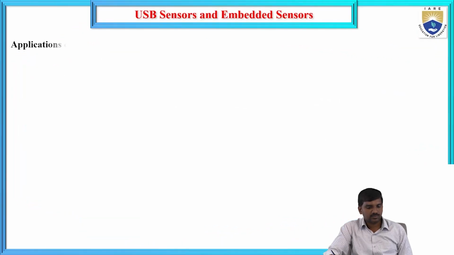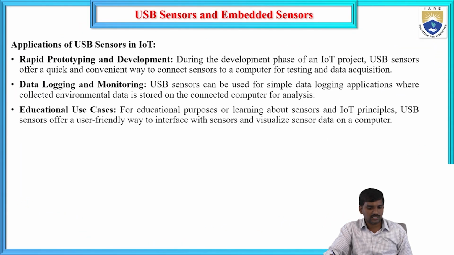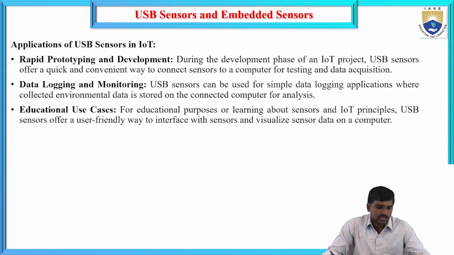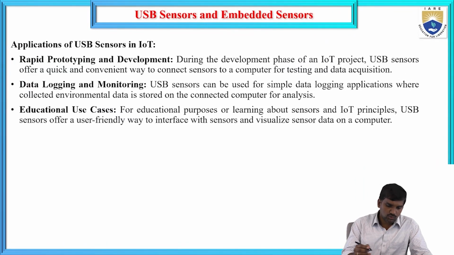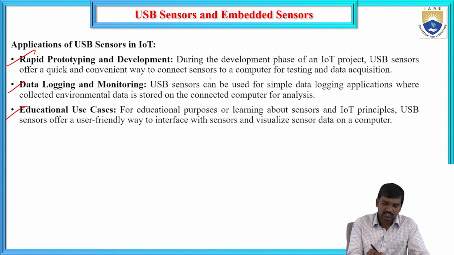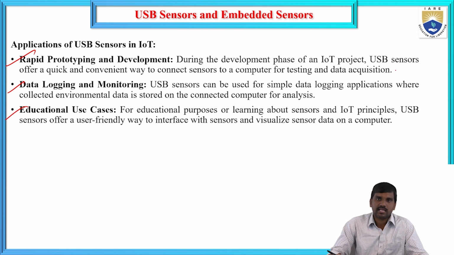Next, applications of USB sensors in IoT. Rapid prototyping and development is the first application of USB sensors in IoT. During the development phase of an IoT project, USB sensors offer a quick and convenient way to connect sensors to a computer for testing and data acquisition. So this is the first one.